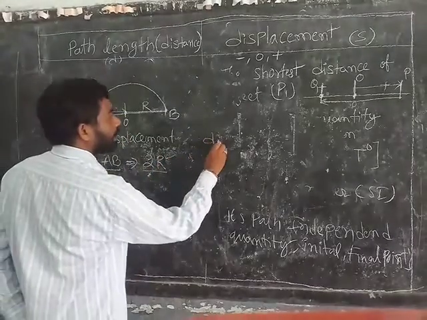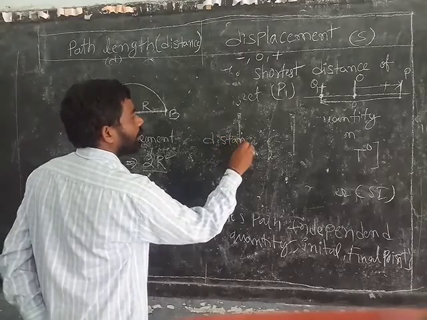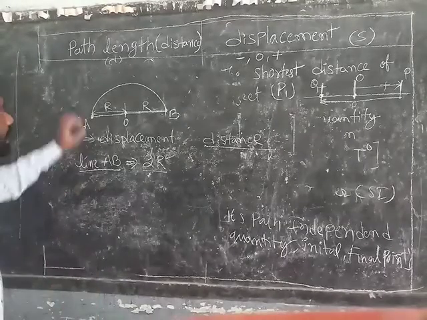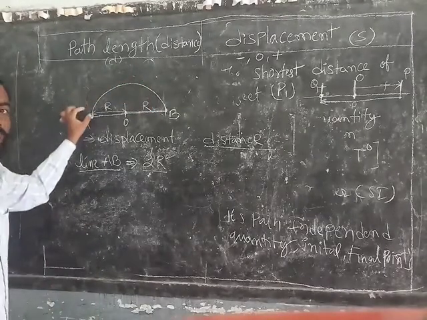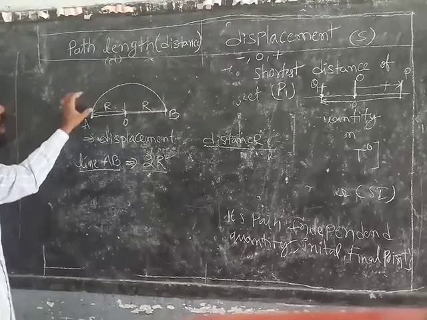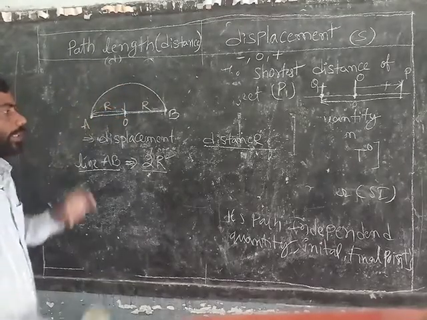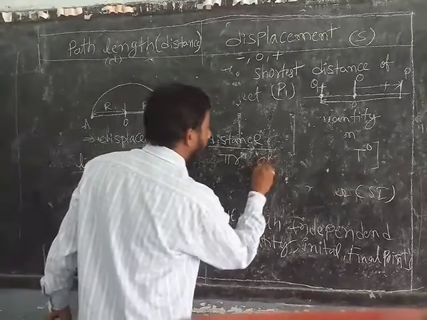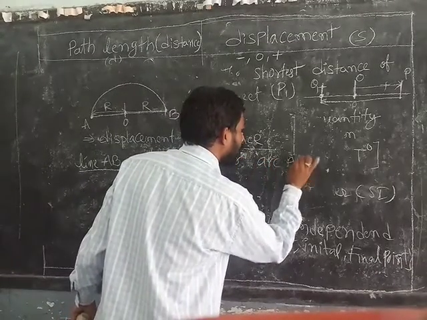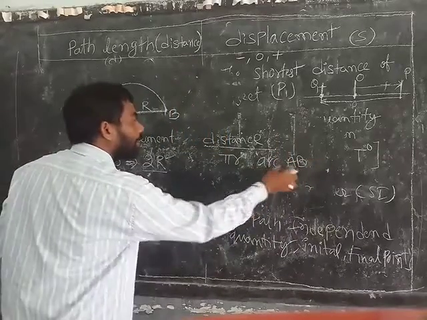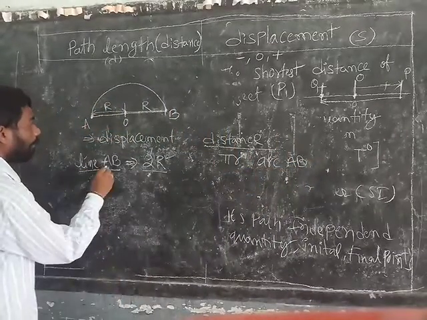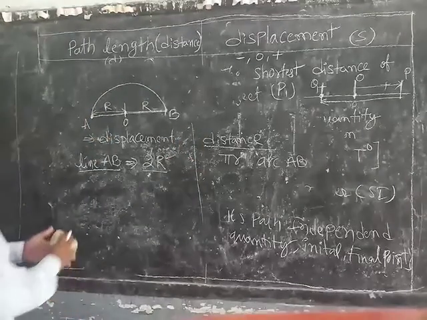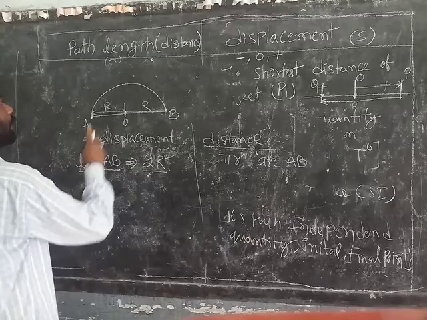Then the distance. This distance you calculate by the circumference. So the semicircle circumference is πR. So it gives us the arc of AB. The arc of AB gives its distance. The line AB gives its displacement.